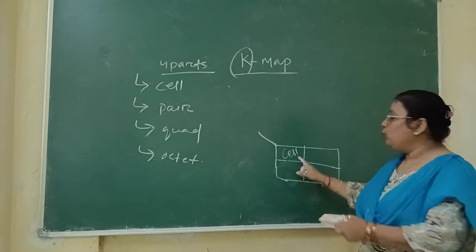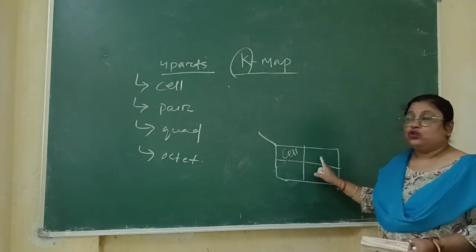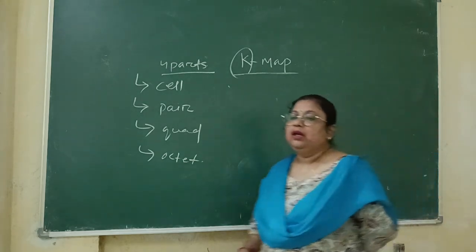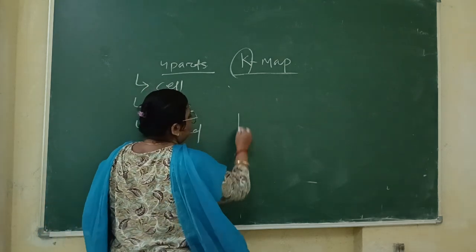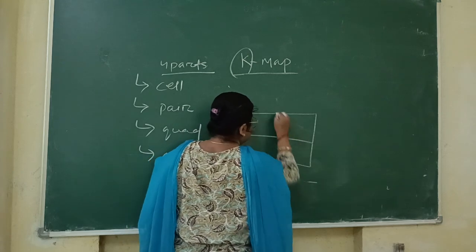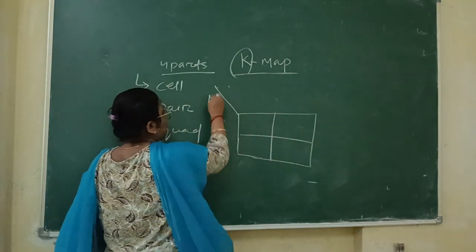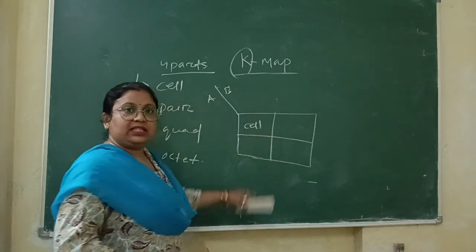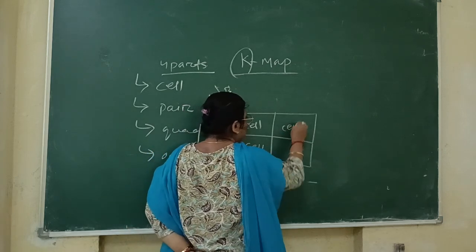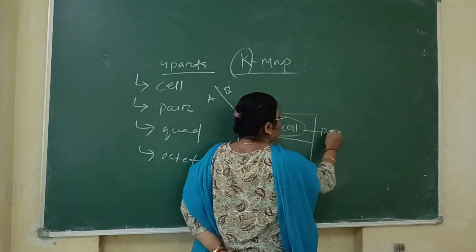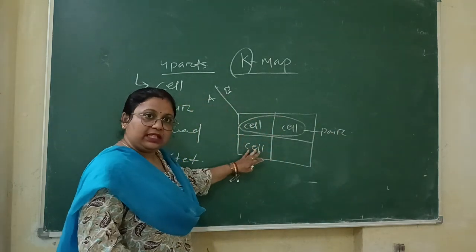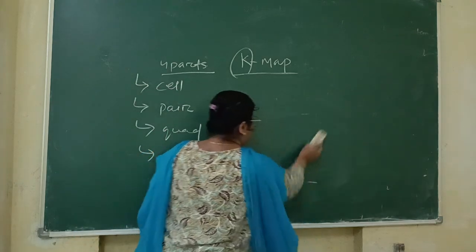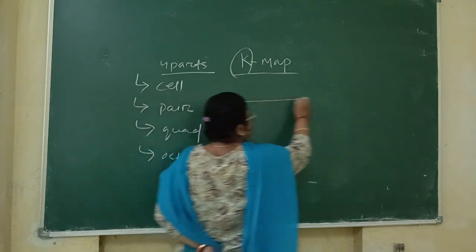Pairing of two cells is known as a pair. That means how will a pair form? A pair will form by combining two cells. Here we are taking two variables A, B. The smallest part is known as a cell. When we combine two cells, it is called a pair. Individually it is a cell, but when we pair two cells, it is called a pair. Similarly, quad and octet come when we combine 4 cells and 8 cells.